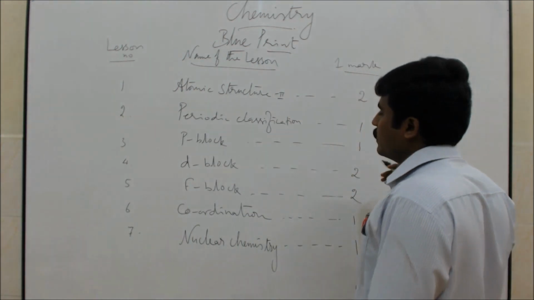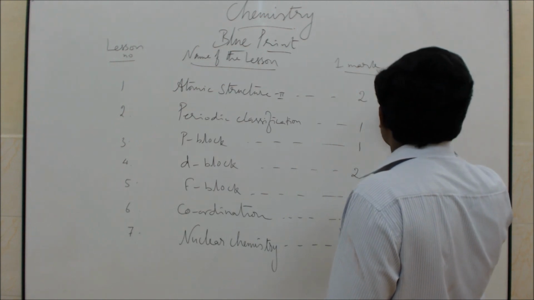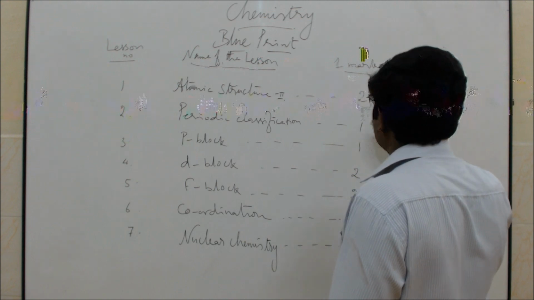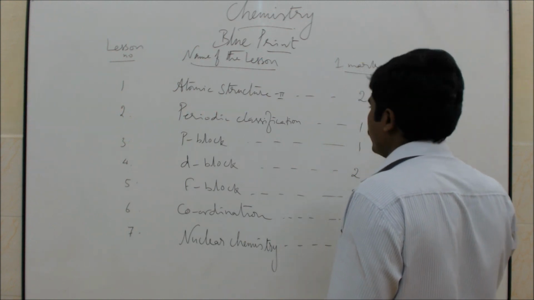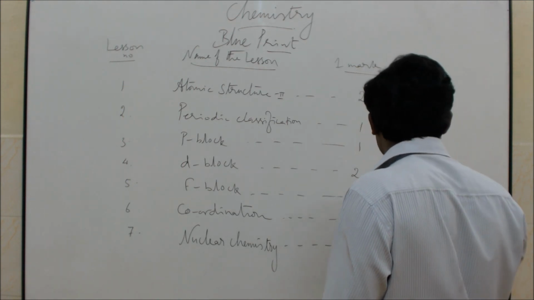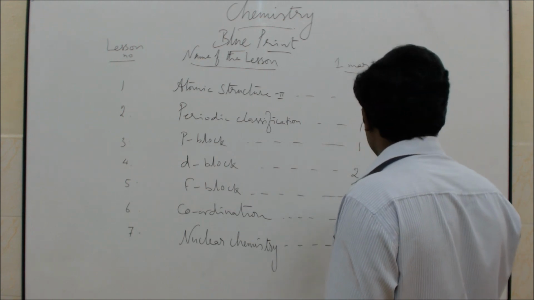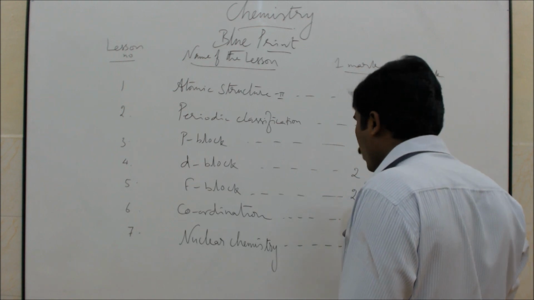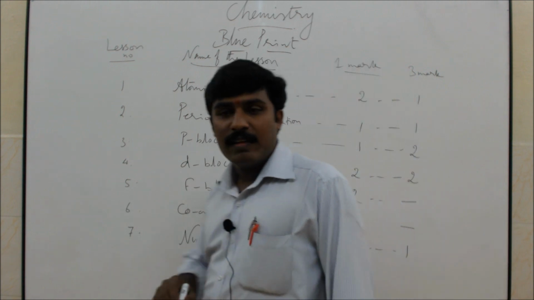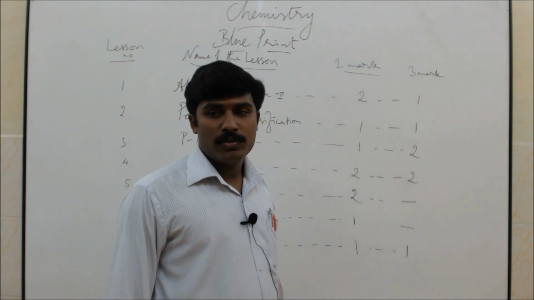So, from atomic structure, the 3 mark part: from atomic structure, 1 three mark. From periodic classification, 1 three mark. From P block elements, 2 three marks. From D block elements, 2 three marks. From F block elements, no 3 marks. Coordination compounds, no 3 marks. From nuclear chemistry, 1 three mark. Altogether 7 three mark questions: 1 plus 1 is 2, 4, 6, 7 questions.